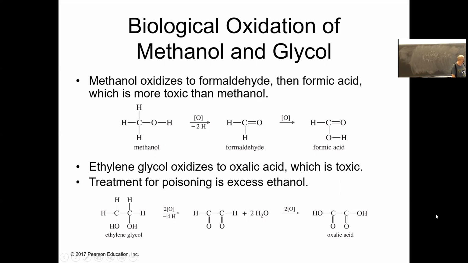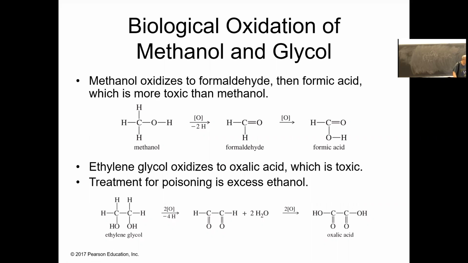Right, ethylene glycol gets oxidized to oxalic acid, which is very toxic. Oxalic acid can do a number of things. One is it can form calcium oxalate, which is an insoluble solid, which can plug up your kidneys. And oxalic acid, of course, is toxic in and of itself.